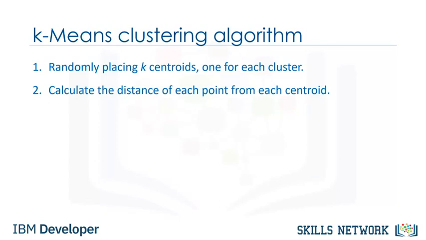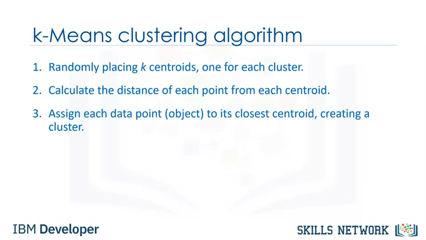Please note, however, that you can also use different types of distance measurements, not just Euclidean distance. Euclidean distance is used because it's the most popular. Then, assign each data point or object to its closest centroid, creating a group.